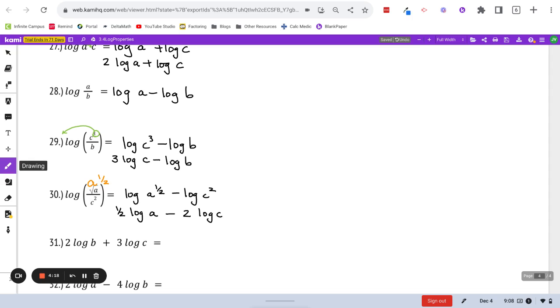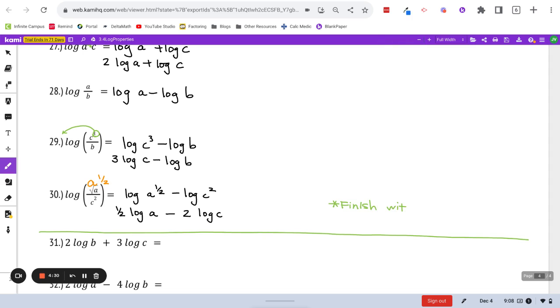Now, in the second half, that's a pretty good line. I'm kind of proud of that. So you'll notice we finished with the power. When we're expanding. If we are condensing, right, we're taking multiple logarithms and crunching them down into one, then we're going to start with the power.